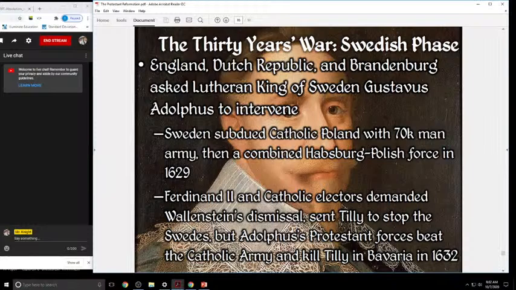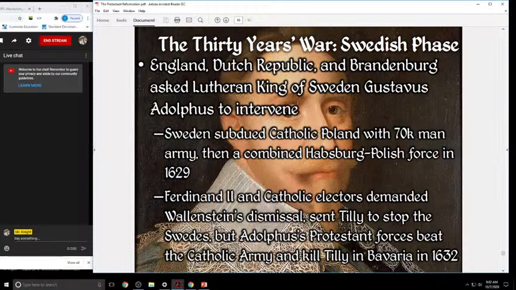And they basically say, Wallenstein, you're too much of a loose cannon, you're not devoted enough to the Catholic cause. And they demand his dismissal because he's this soldier of fortune sort of a guy. And they end up selecting the first guy, von Tilly, to stop the Swedes. Okay, but Gustavus Adolphus's Protestant forces go against Tilly on the battlefield, and they defeat the Catholic army and kill von Tilly in Bavaria in 1632.